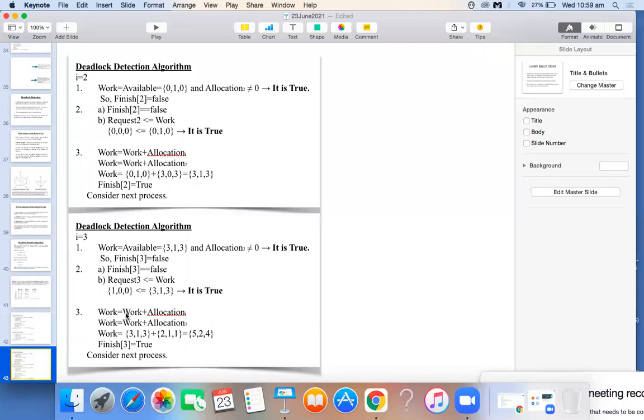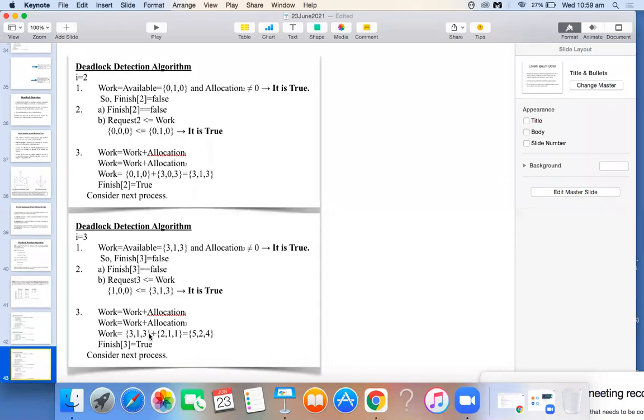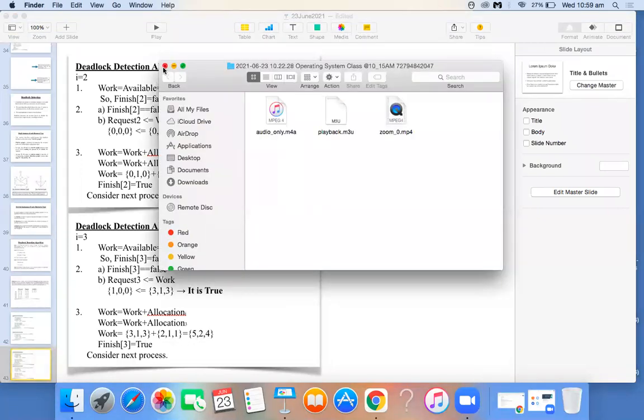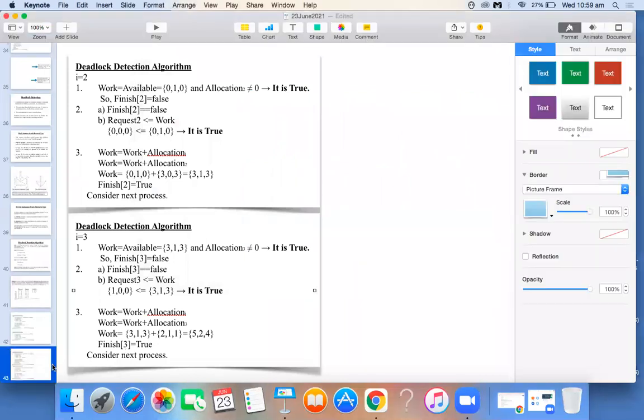Step number 3, work is equal to work plus allocation of 3, correct? So we have to check what is allocation of 3. Allocation of 3 is 211, correct? So we have to add that one with the work. So what is the total value? 524. So 3 plus 2 is 5, 1 plus 1 is 2, and 3 plus 1 it is 4. And make finish of 3 is equal to true. So consider the next process now.